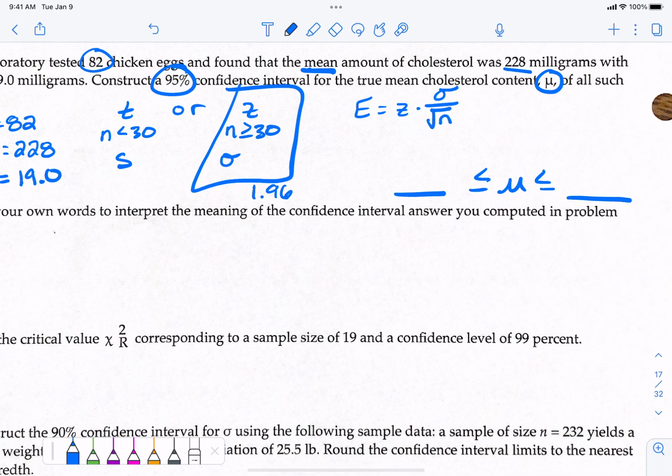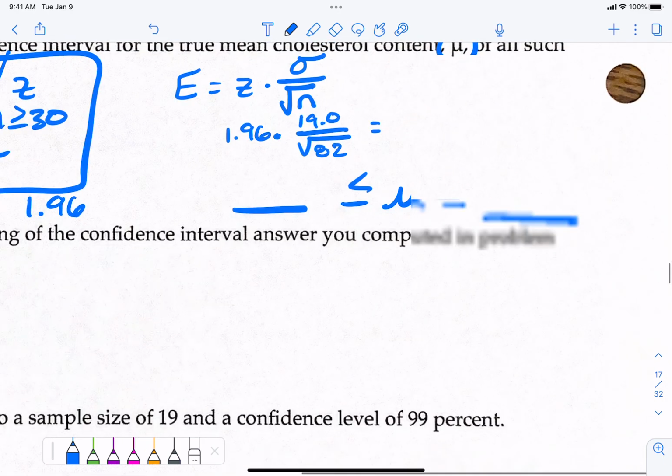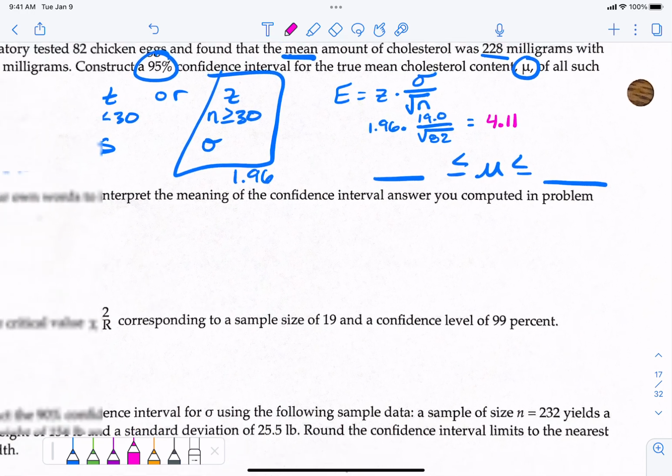this guy over the square root of N. 19 over the square root of 82. That's your error: 1.96 times 19 over the square root of 82 equals 4.112. We'll just go 4.11. Okay, two decimal places, 4.11 is the error.